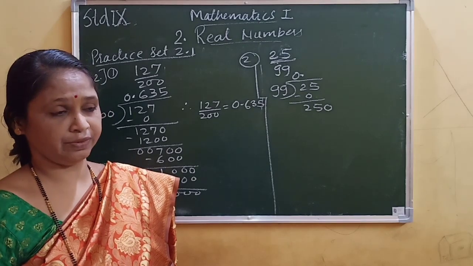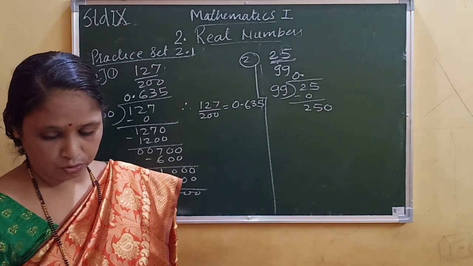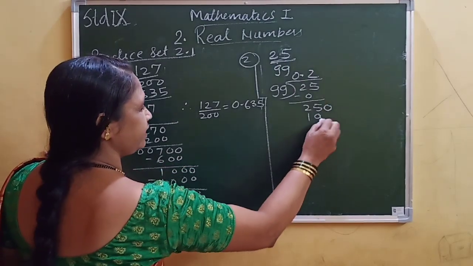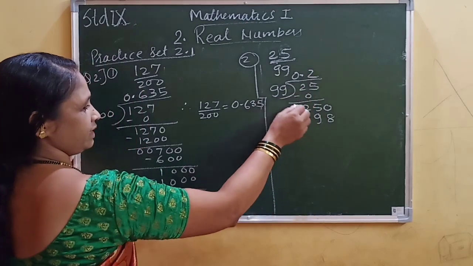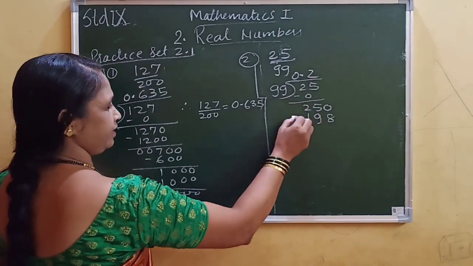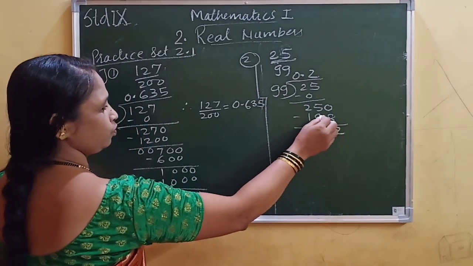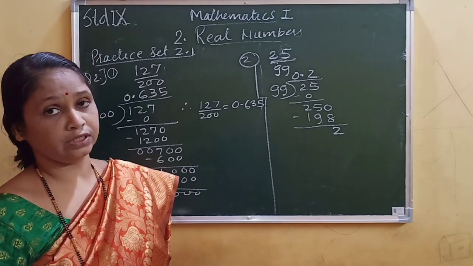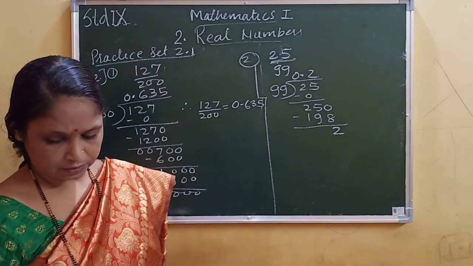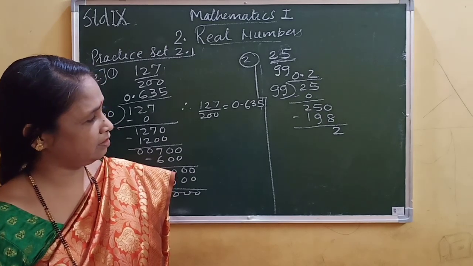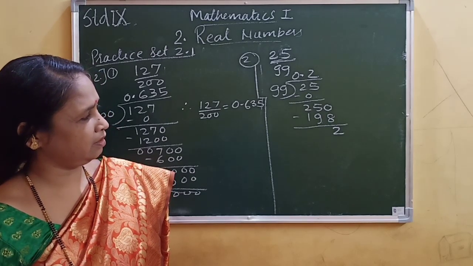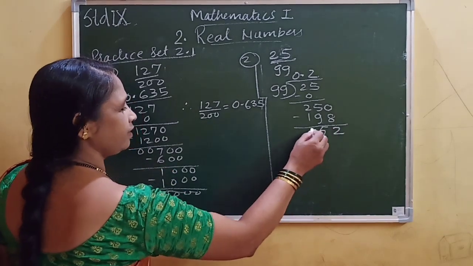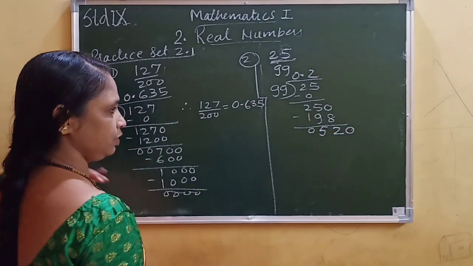3 nines are 27, which is too big, so it will be 2 nines, which gives 198. 2 nines are 18, carry 1, 19. So it is 10 minus 8, 2. Now here 14 minus 9. 14 minus 9 is 5, and this 0. So here it will be 0.